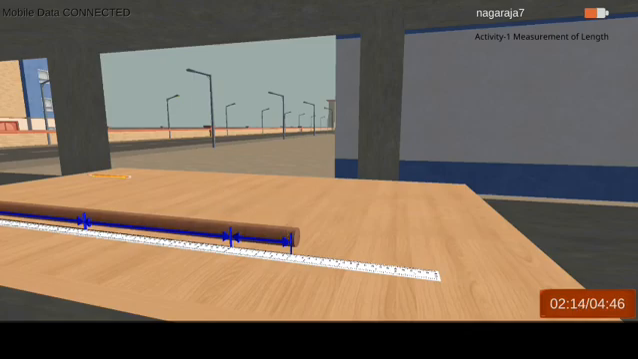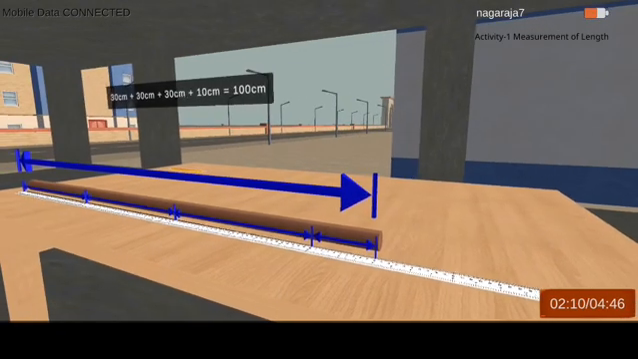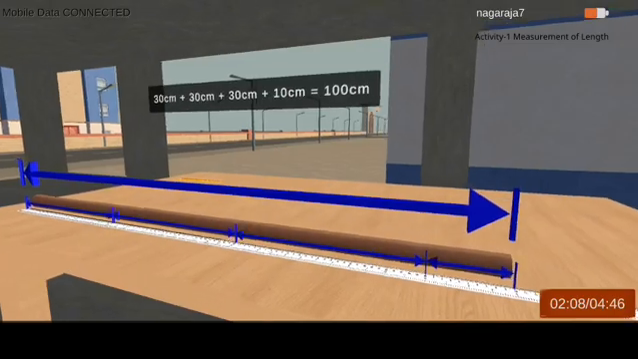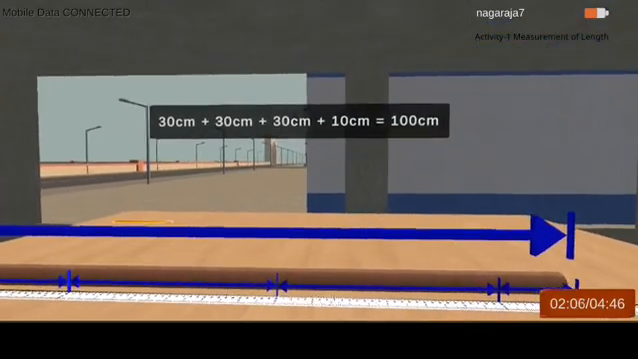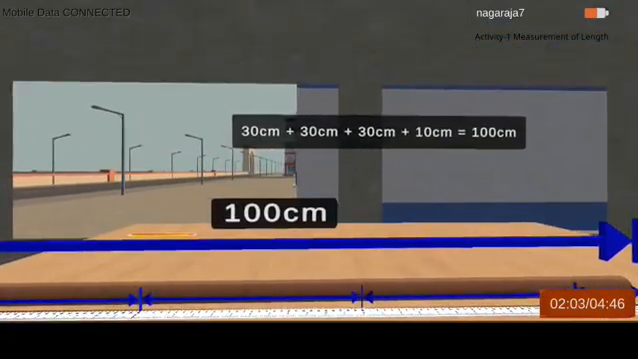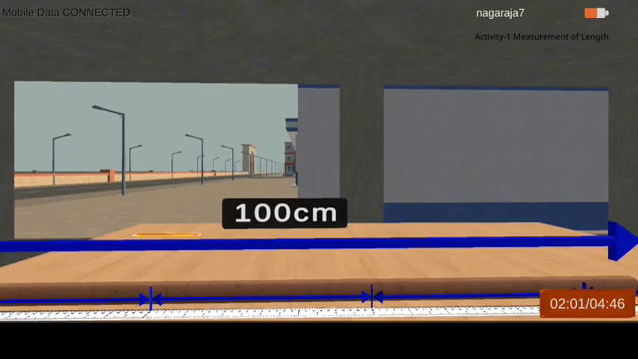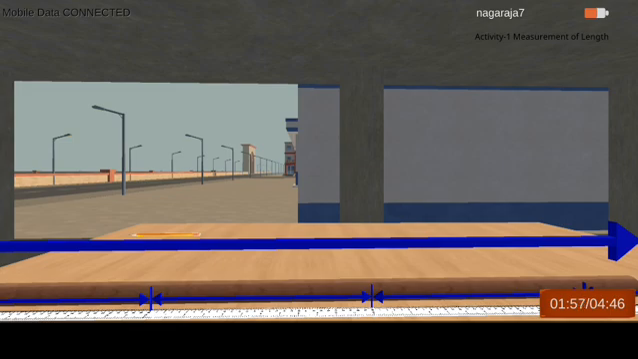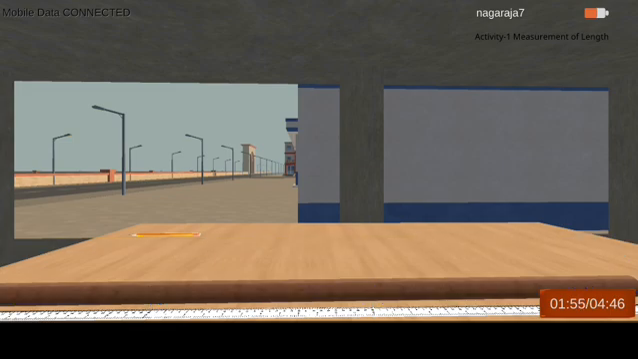Now, sum up these measurements. 30 centimeters plus 30 centimeters plus 30 centimeters plus 10 centimeters is equal to 100 centimeters. So, the length of the wooden stick is 100 centimeters. 100 centimeters is equal to 1 meter.